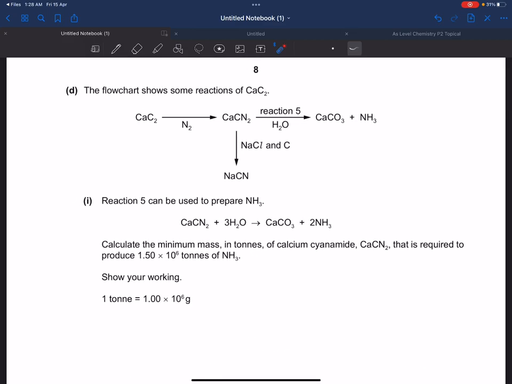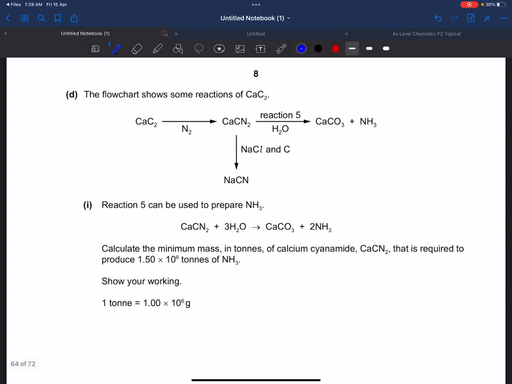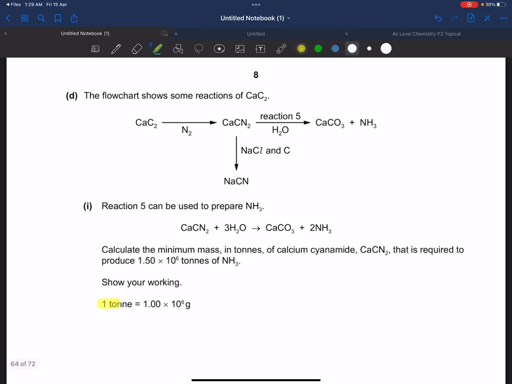Next part. The flowchart shows some of the reactions of calcium carbide. Reaction 5 can be used to prepare NH3, to produce ammonia. Calculate the minimum mass in tons of calcium cyanamide that is required to produce this much ammonia. What he's given us is the main thing, and you can easily work it out.